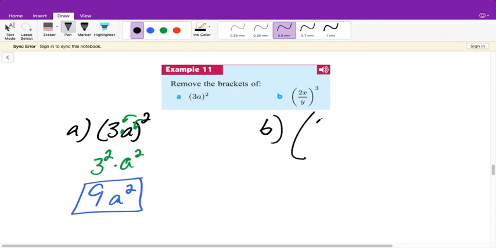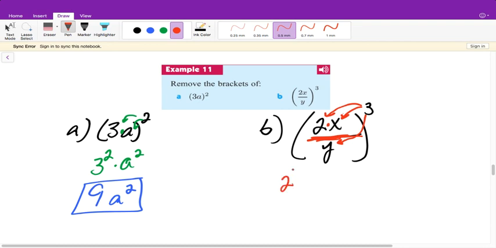All right, but this one here, it's applying 2 things that we learned. So here we have a product being raised to the power, so this 3 goes to the 2 and to the x. And then we also learned that whenever we have a quotient, we raise that power to everything in our quotient. So this then becomes 2 cubed times x cubed over y cubed.